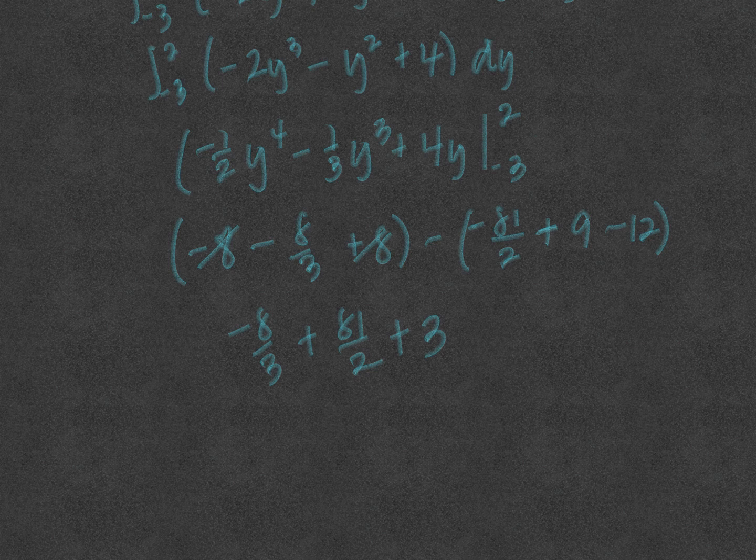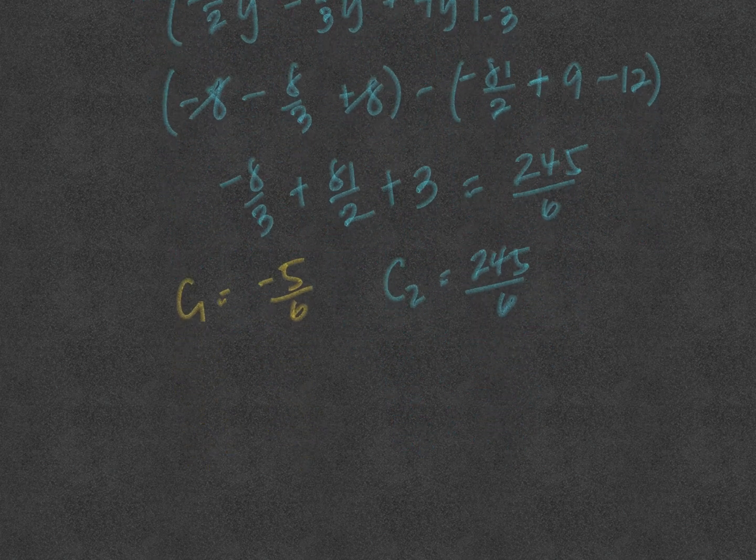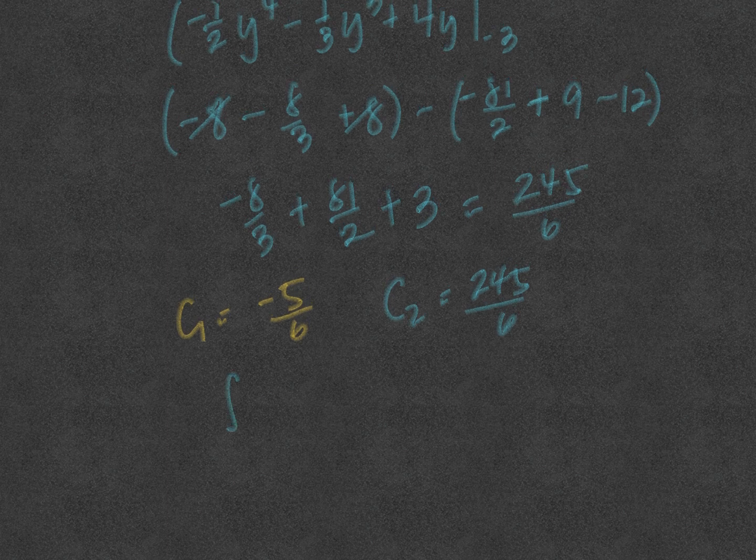And when we look at that, we can use your handy-dandy calculator if you'd like, and we get 245 over 6. So this is C2. So remember, for C1, we had -5 over 6, and for C2, we had 245 over 6. Now, we had the same problem. Both of the problems said the integral over the curve of y squared dx plus x dy.